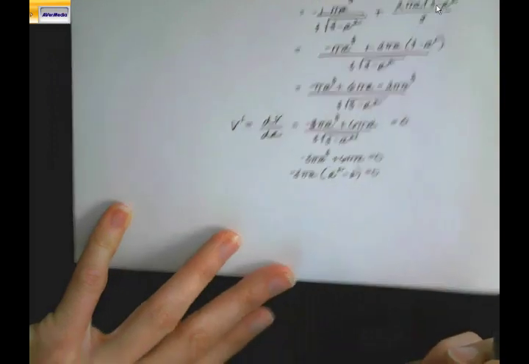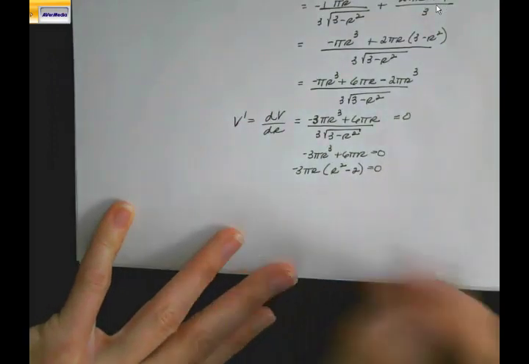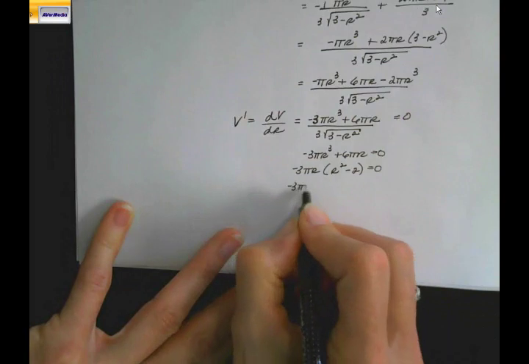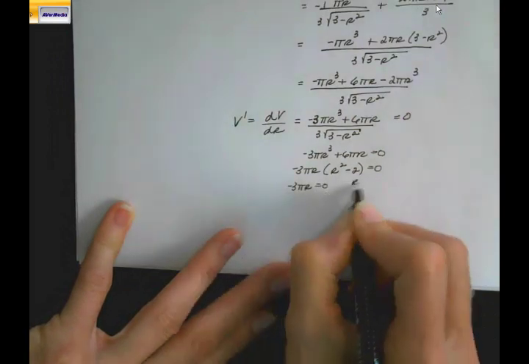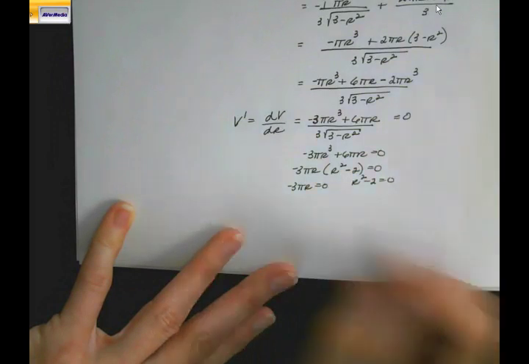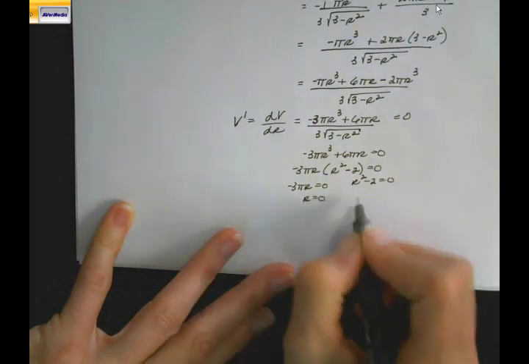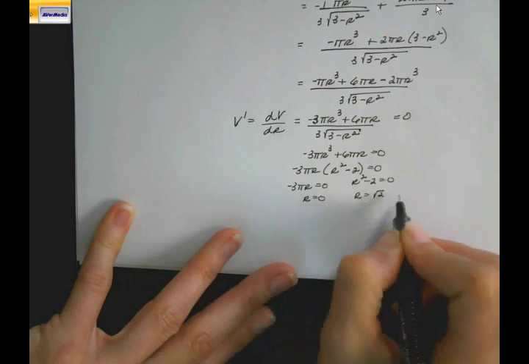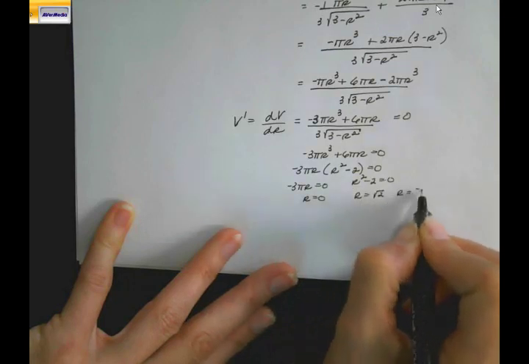Now you got some things happening here. You get the negative 3 pi r equal to 0, and the r squared minus 2 equal to 0. So you get r equaling 0, or r equals a positive square root of 2, or r equals a negative square root of 2.